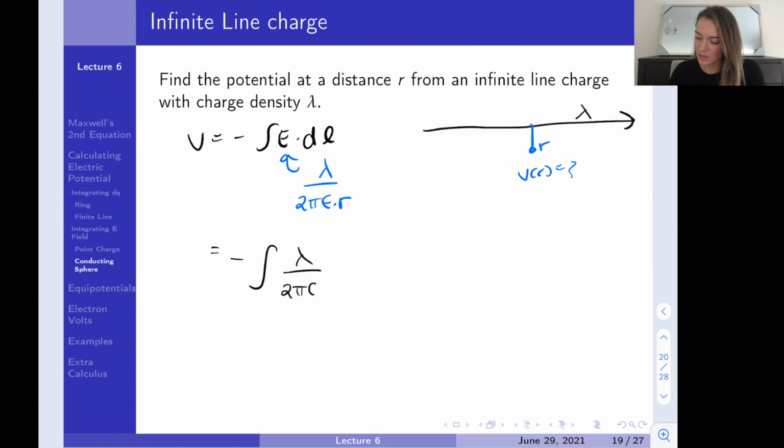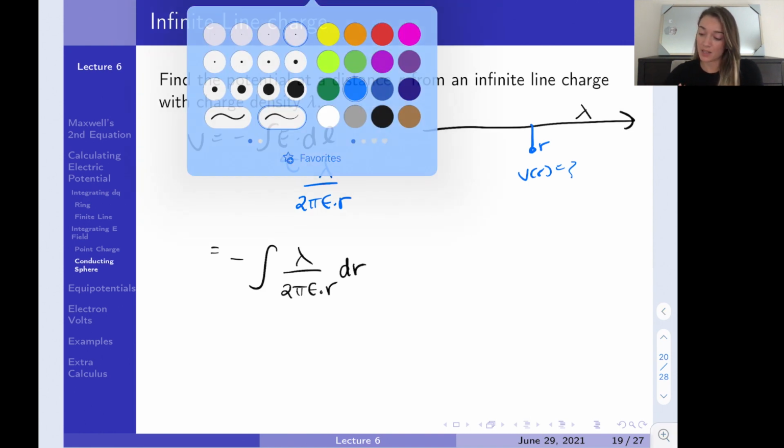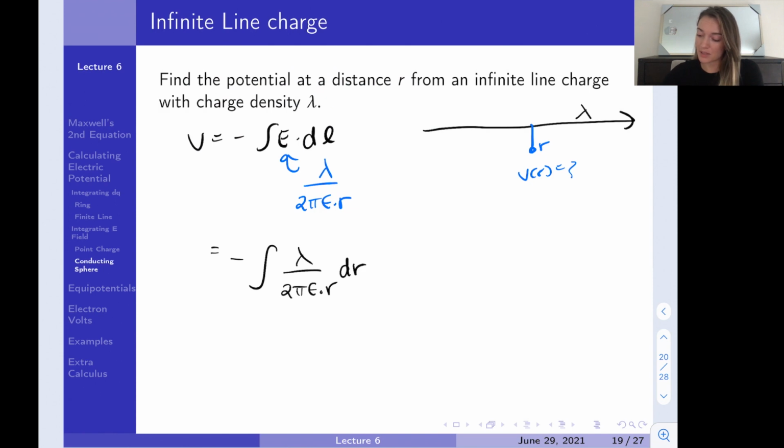So let's plug in lambda over 2 pi epsilon naught r, and then we're integrating with respect to dr. What are my limits of integration here, and what am I going to choose as my reference point? I'm just going to choose a random point as my reference point. I know that seems a little bit fishy, and maybe it is. I'm just going to choose a random point at some distance r equal to a, and say, all right, my potential is zero there, and that's my reference point. I can do that because I can choose my reference point to be zero anywhere I want.